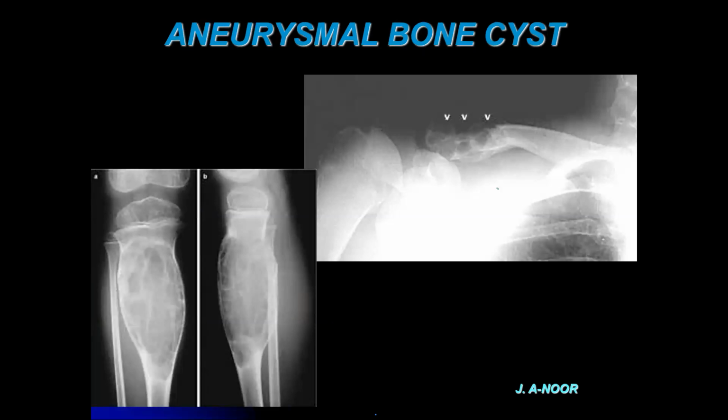This X-ray on the left lower hand side shows you a large aneurysmal bone cyst occurring in a child. You see that there are multiple loculations. It has not penetrated the cortex. The cortex is still intact, telling us that it seems to be a benign lesion, not a malignant lesion. On the right-hand side, you see another aneurysmal bone cyst occurring in the outer end of the clavicle, and it's ballooning out. Aneurysmal bone cysts can occur in any bone.